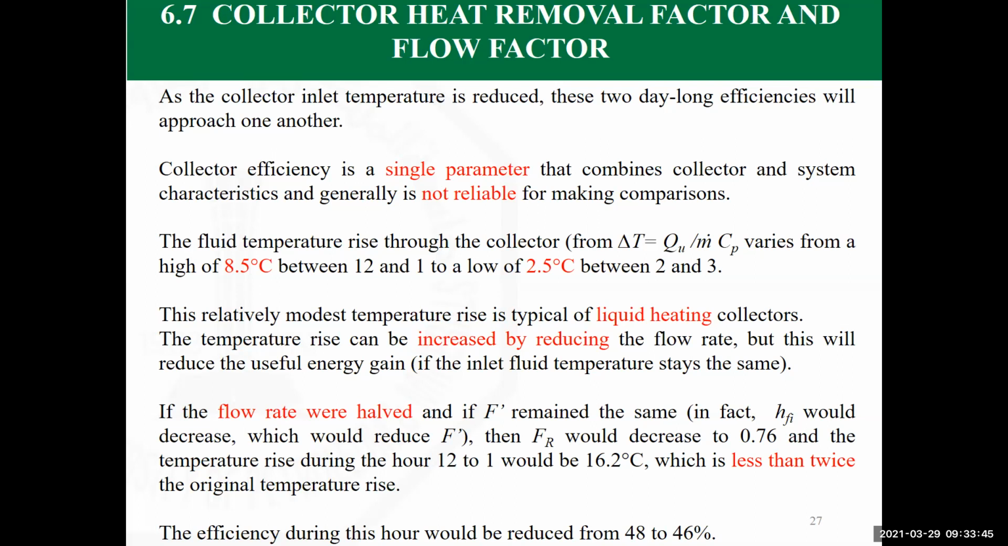What is the issue here? Remember that CP, the specific heat for water, is around 4.2 kilojoule per kilogram Kelvin. But the specific heat for air is about 1.05. What's the specific heat? It's the energy needed to increase the temperature of the fluid by 1 degree centigrade. So water needs more than 4 times the energy to heat it 1 degree centigrade compared to air. So it's very easy to heat the air, and it's a little bit more challenging to heat the water. You need more energy.